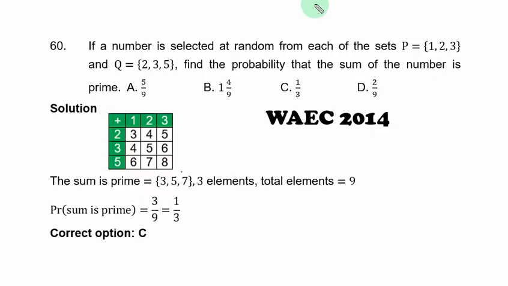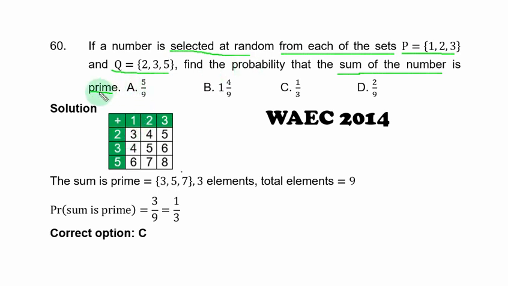Example 60. If a number is selected at random from each of the sets, P equal to this and Q equal to this, find the probability that the sum of the numbers is prime. Solution: we are interested in the sum. You have to draw a table. The first set, the row; second set, the column. Then you add to get the sum.